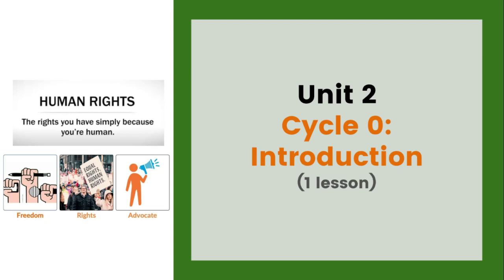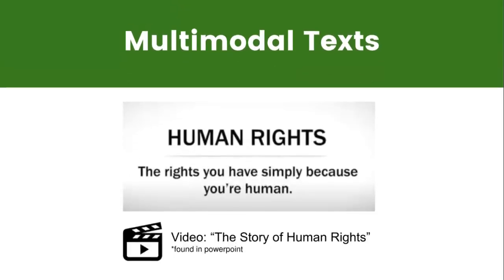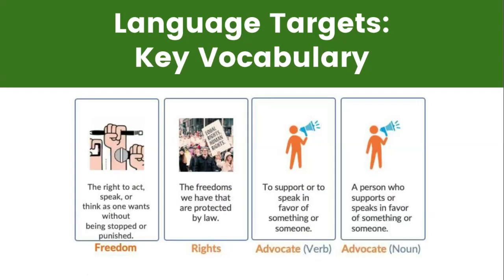So Unit 2 starts with cycle 0, which is an introduction to the unit and the unit themes. For this one, the multimodal text is a video titled The Story of Human Rights. And this video can be found in the PowerPoint. For cycle 0, there are a few key vocabulary words that you'll be going over with students, which are listed on this slide: freedom, rights, advocate as a verb, and advocate as a noun.